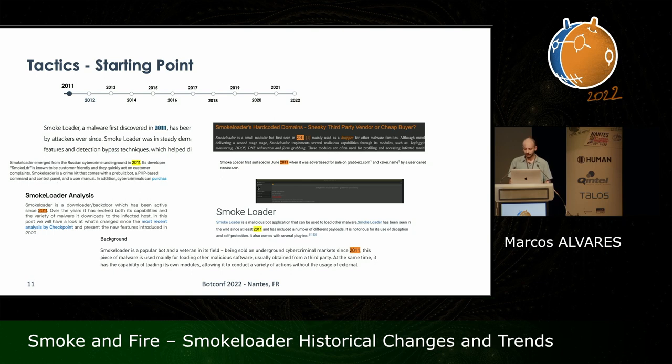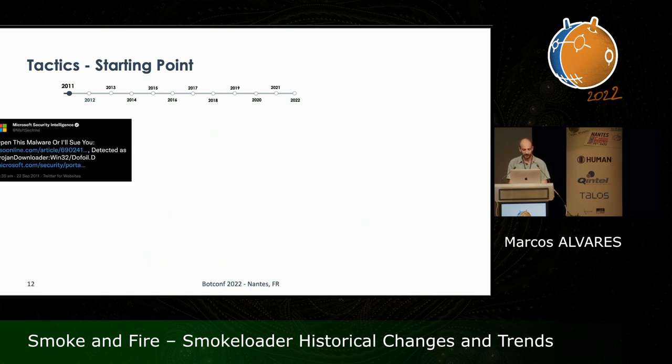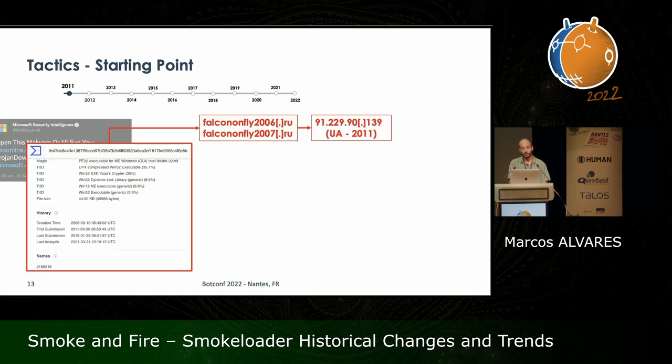Then I started digging to find the first reference or the first detection of Smokeloader. And I managed to find this really old tweet from Microsoft Security Intelligence talking about new detections of Dofoil, which is an alias for Smokeloader. In this tweet, I found a link to a blog, and this blog was pointing to another blog, which was offline. But Internet Archive saved me, and checking a snapshot of this blog, I could find a really, really old sample of Smokeloader.